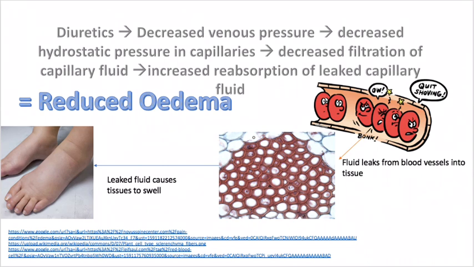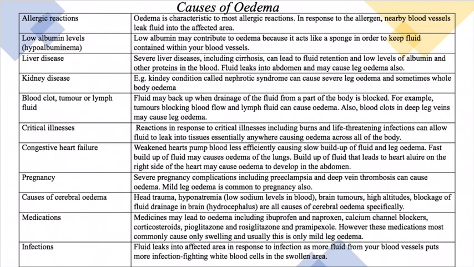The decrease in venous pressure due to diuretics reduces the hydrostatic pressure, that is the pressure of fluid in the capillaries, and this decreases filtration of capillary fluid and promotes the reabsorption of the leaked capillary fluid, thereby reducing edema if present. The causes of this leak in the blood vessels varies from a skin infection to a twisted ankle. Please pause the video to see the potential causes in more detail.